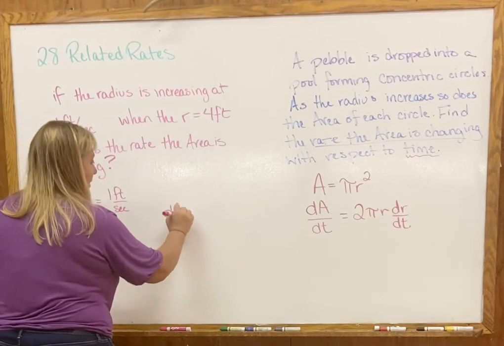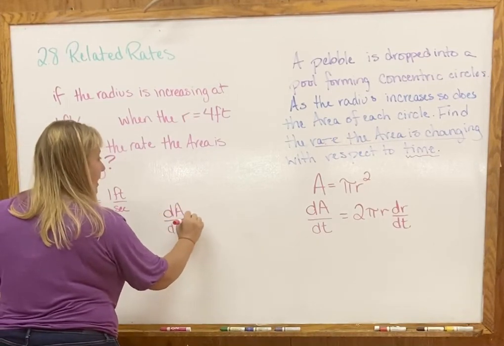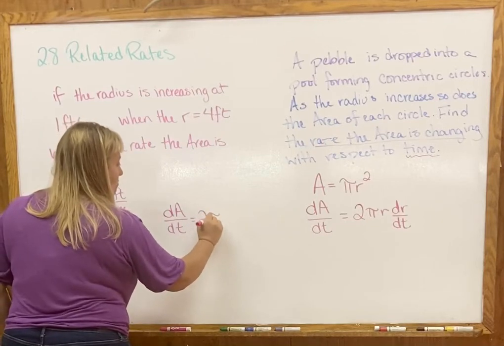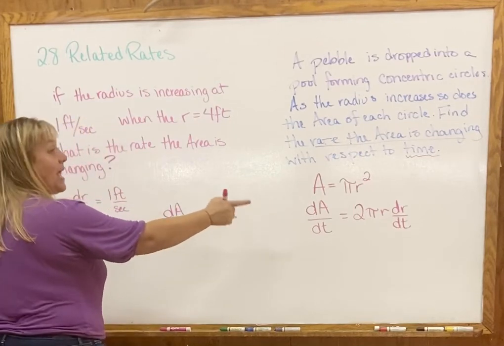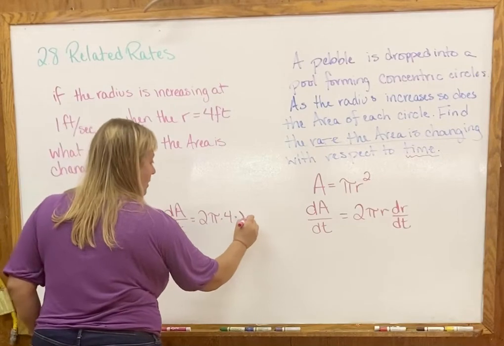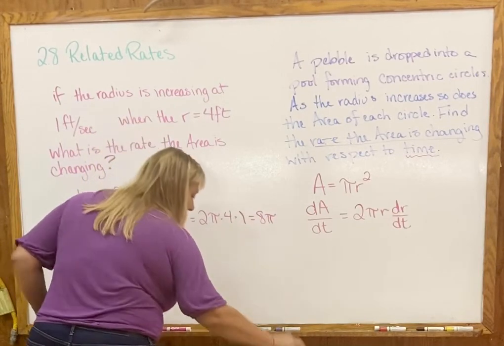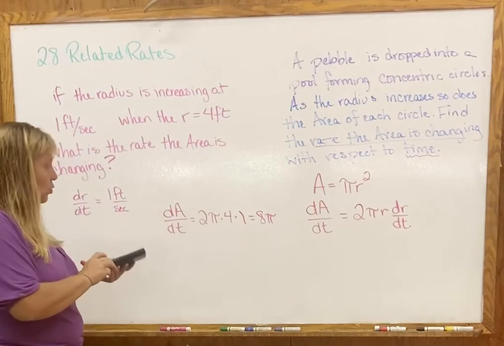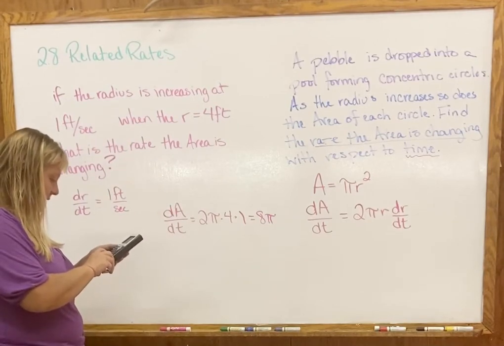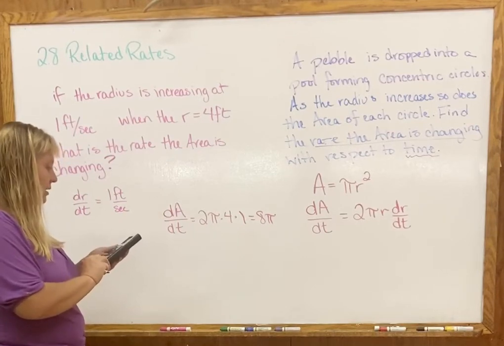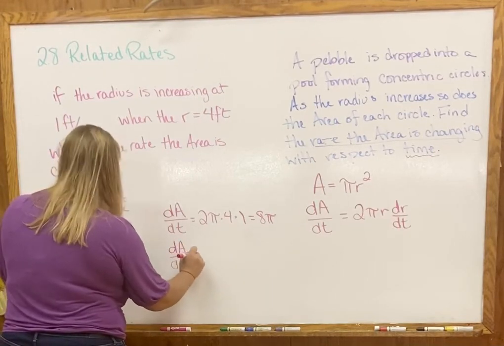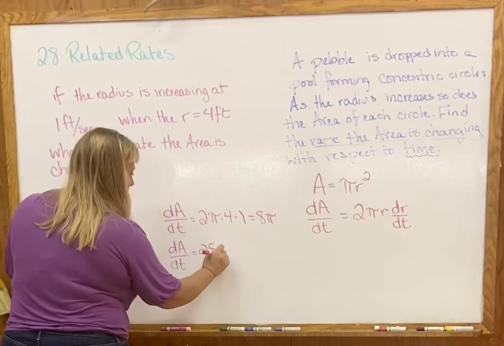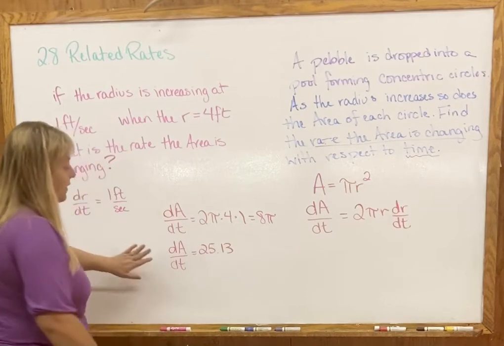So we're going to say dA/dt, the change in the area, is going to be equal to 2 pi times the radius, which is 4, times the change in the radius, which is 1. So we end up with just 8 pi. And as this is a word problem, we won't leave it as 8 pi. So let's see, 8 times pi. So we get dA/dt is equal to 25.13.